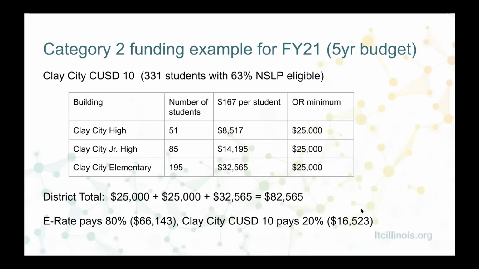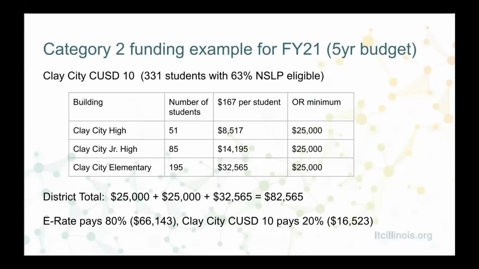This is a Category 2 funding example. This is an actual school district, so a big thank you to Clay City CUSD 10 for being a great example here today. They have 331 students in their district. Their district is 63% NSLP eligible, so they do get an 80% discount on their bills for internet access and internal connections. They have 3 buildings within their district, and you can see the number of students there and what the calculation would be at $167 a student.